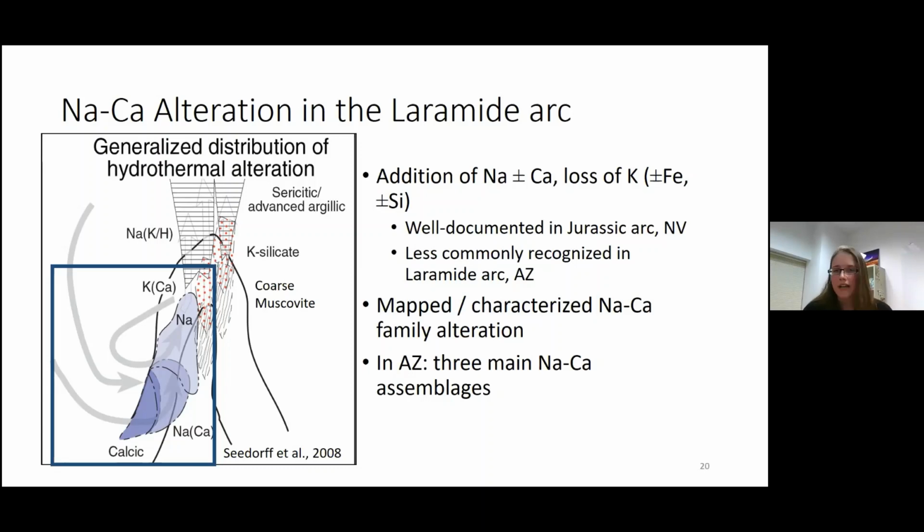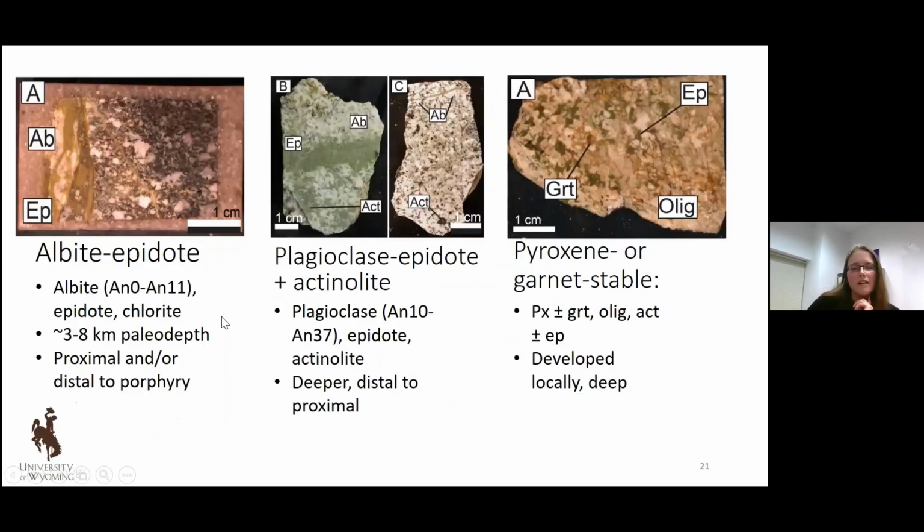So the goal is to go out and map, look for it, characterize it, and do a brief compare and contrast with the sodic-calcic alteration in the Laramide arc versus what we see in the Yerington district. From going to maybe 7 or 8 different districts in Arizona, I really came across basically 3 main sodic-calcic assemblages. The albite-epidote alteration assemblage is by far and away the most common.